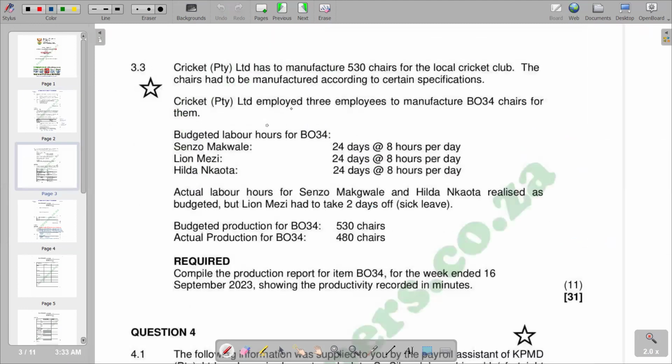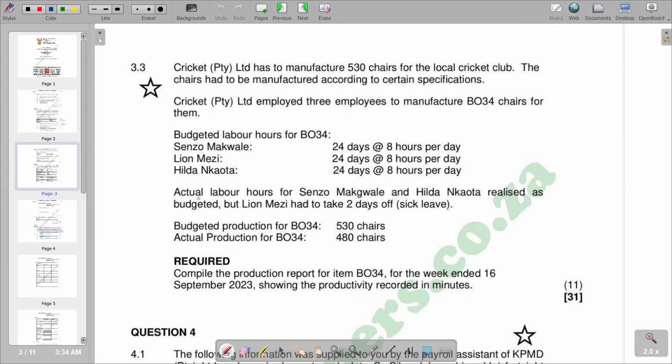We now move on to part 3.3, whereby it reads Cricket Private Limited is to manufacture 530 chairs for the local cricket club. The chairs had to be manufactured according to certain specifications. Then we are given that Cricket Private Limited employed 3 employees to manufacture BO34 chairs for them. Budgeted labor hours for BO34: we are given Senzo Makwale, Leon Mezi, and Yehuda Gawota, all of them applied to 24 days at 8 hours per day.